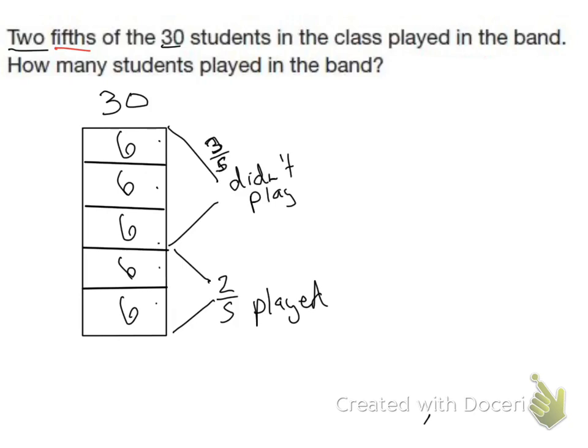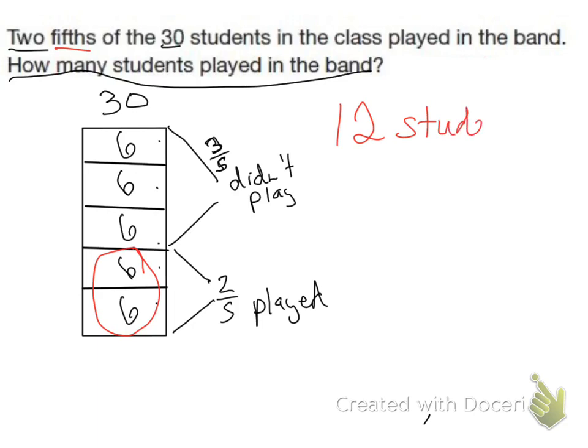All right. So the question asks how many students played in the band. Since it's 2/5, that's 6 plus 6, which equals 12. So my answer would be 12 students.